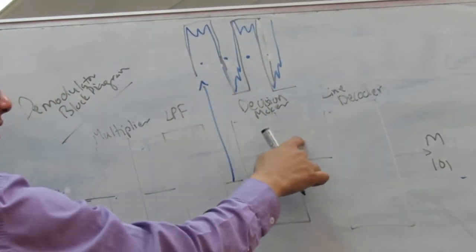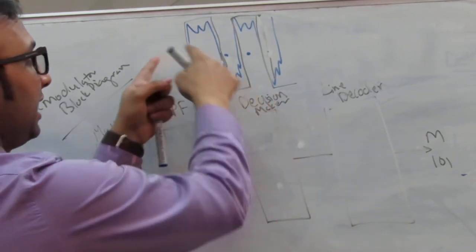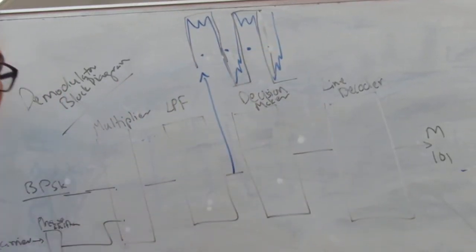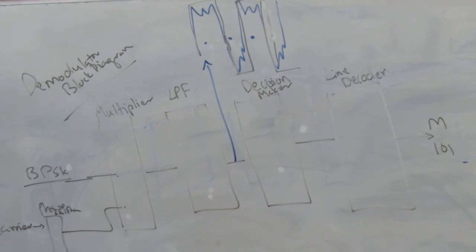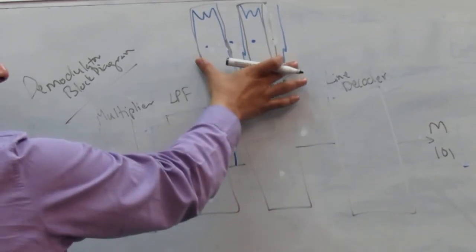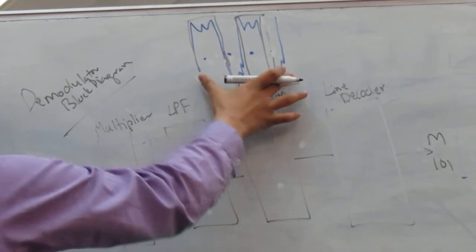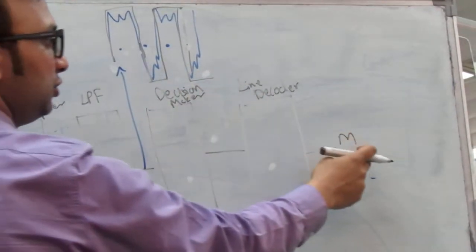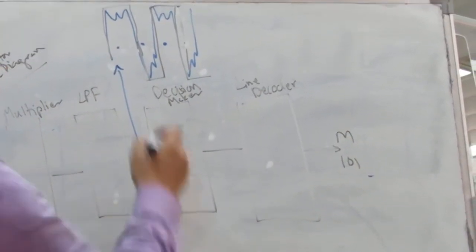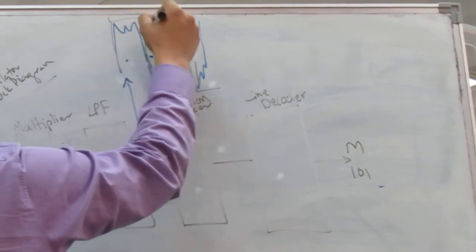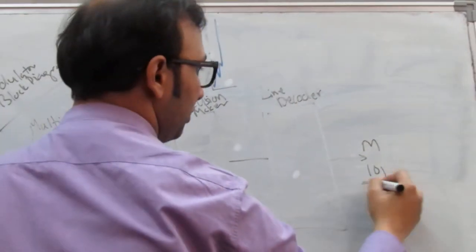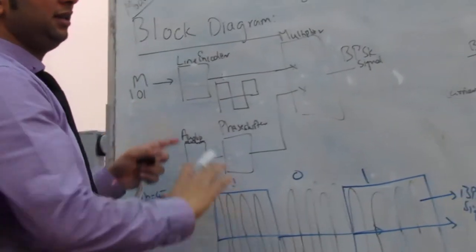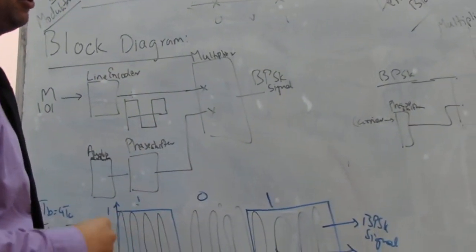So after the decision maker, I get good shaped pulses. It's no more distorted. And now this is my encoded output. I will pass it through a decoder, and it will change it to the bits that I wanted. So if it's something like this, it's a 1, 0, 1. So I'll get my output as 1, 0, 1. That is what I transmitted, 1, 0, 1. This is the whole modulation and demodulation.